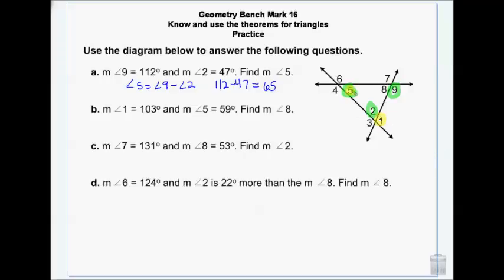Number 1 is going to be 5 plus 8. So angle 8 is angle 1 minus angle 5. So 103 minus 59 is 44.